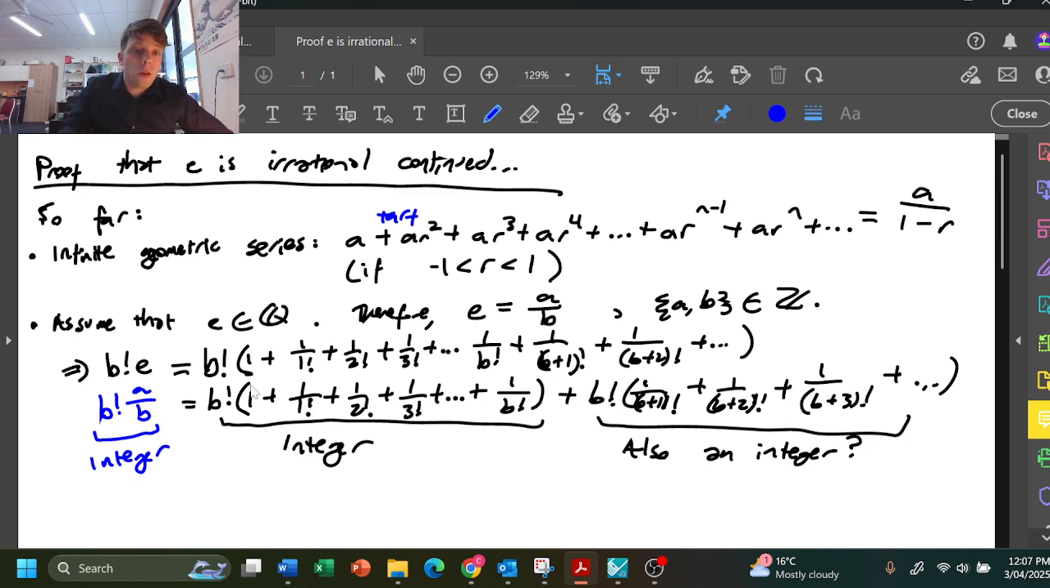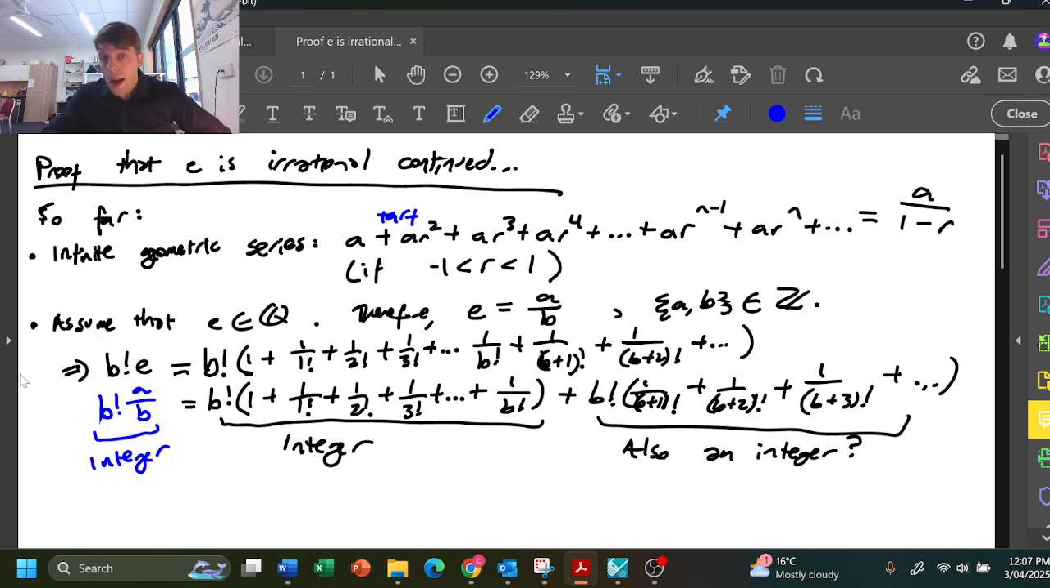If you did specialist maths, you will recognize this formula, or possibly even if you did general maths, you might recognize this formula for a geometric series. So now we're going to assume that E is a rational number. So this is what we call a proof by contradiction. We started out with this assumption.